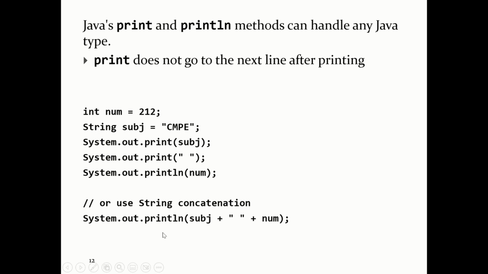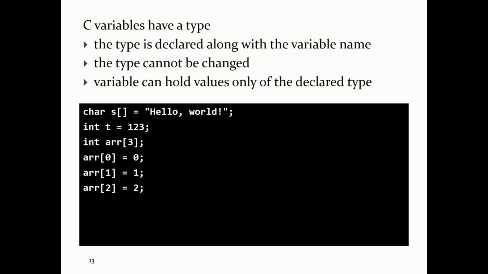Or I can just use println and join everything together with the plus operator. I can take the string, add a space to the end of the string, add a number to the end of the space, and you get the string CMPE space 212, and it prints that. So you can use string concatenation to print a string in Java. All sorts of string manipulations are much easier in Java than they are in C.